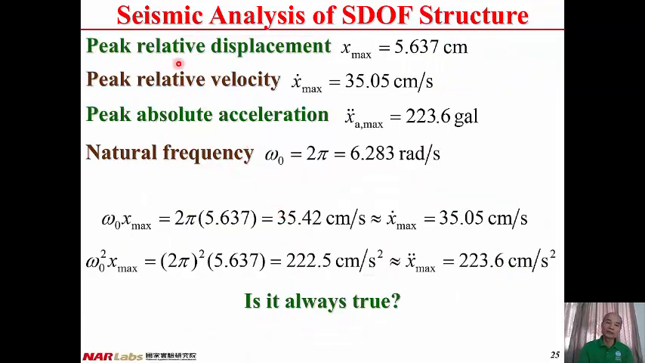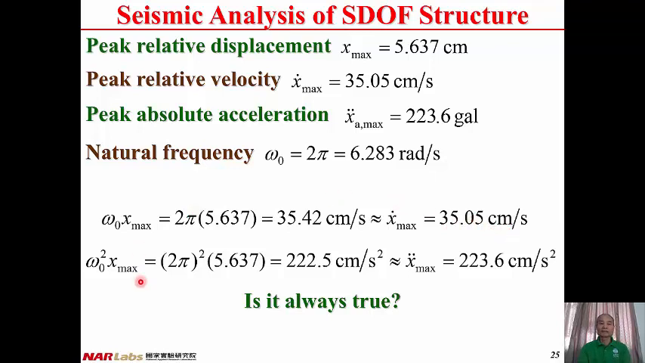Here we have the peak relative displacement, the peak relative velocity, and the peak absolute acceleration, and we have the natural frequency of the structure omega 0 equal to 2 pi radian per second. If we multiply the peak relative displacement by omega 0, then we have 2 pi times 5.637, which is 35.42 centimeter per second, and this is very close to the peak relative velocity, 35.05 centimeter per second.